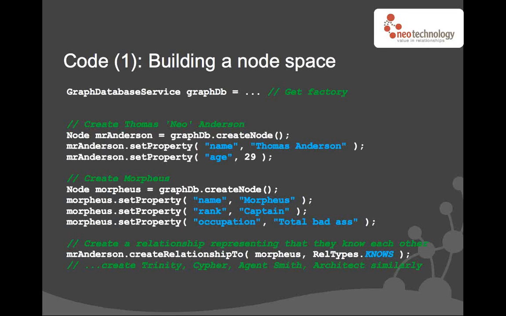This is from the property container interface that relationship also implements. And it's semantically very equivalent to a hash table. And then you can see the last line. We take the first node, Mr. Anderson. We invoke a factory method on that called createRelationshipTo, and we pass in the second node, Morpheus. And we also pass in a type, in this case indicating that Mr. Anderson knows Morpheus.